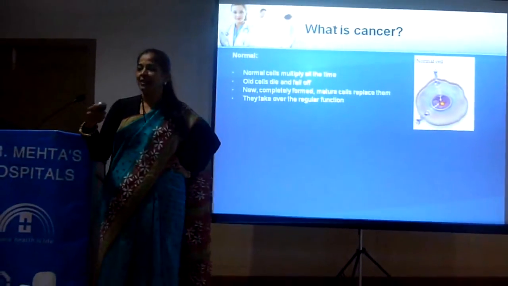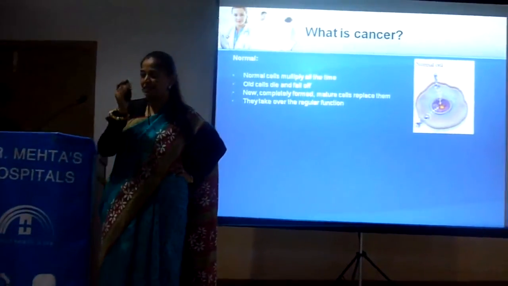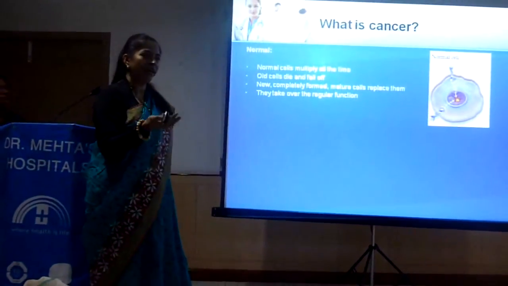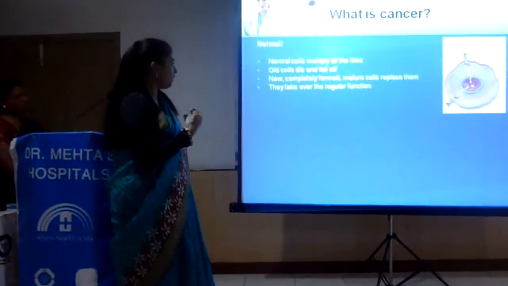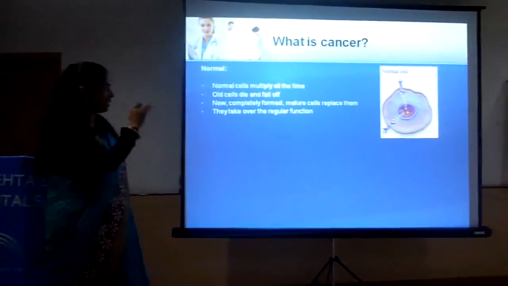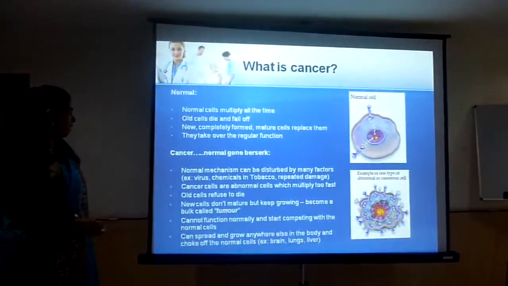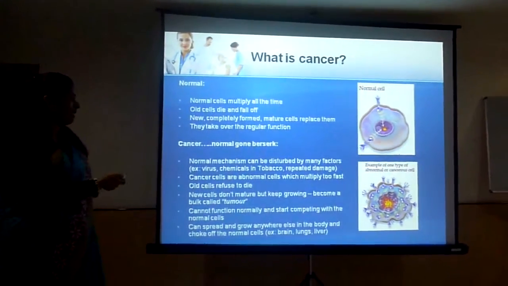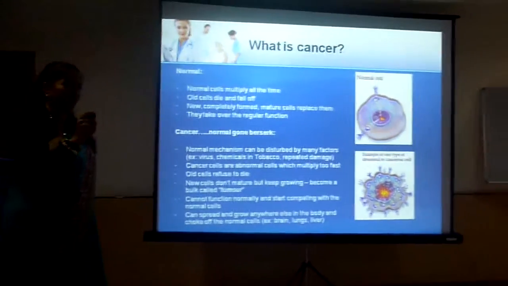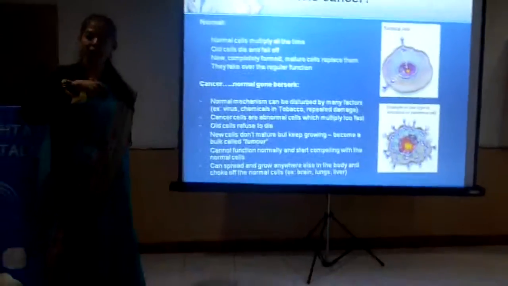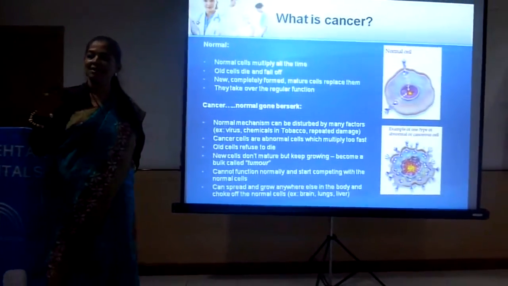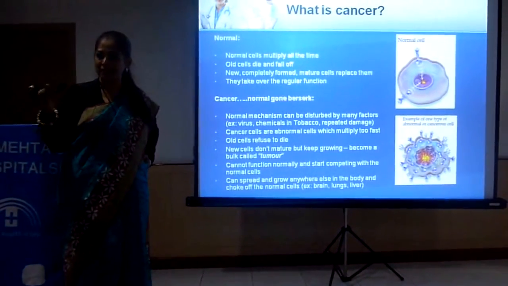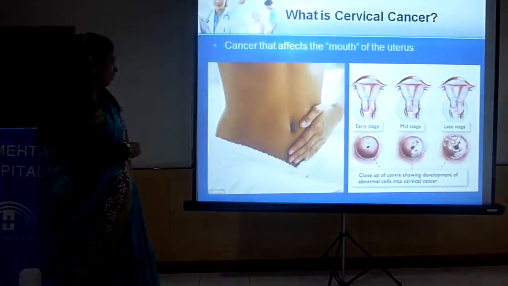Okay. Now what is cancer? Normally all the cells multiply, right? But there is an orderly fashion in which the cells multiply and old cells will die and fall off, okay? And new cells are formed that will replace them. So this is the normal pattern, the normal cell. But in cancer what happens? Everything goes berserk, and therefore the normal mechanism is disturbed by a stimulus which makes that particular cell undergo mutation, and therefore cancer cells are formed.